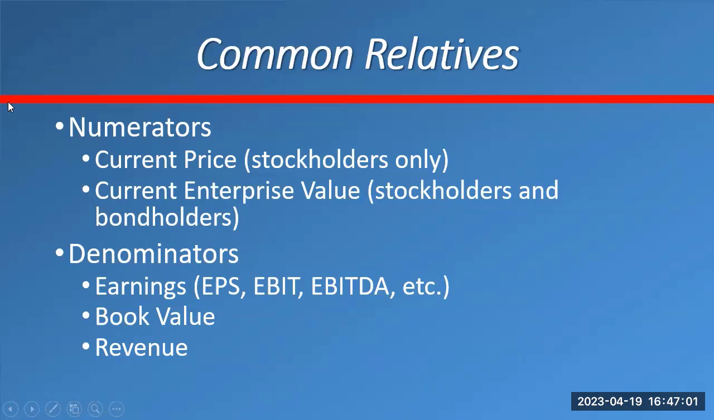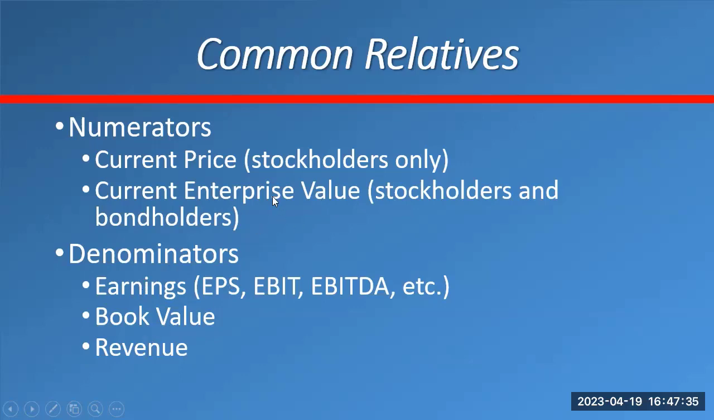All right, so for your numerators, you have two choices: current stock price or market cap, that's only stockholders, or current enterprise value, which is both stockholders and the bondholders. Your denominators are earnings-based, book value-based, and revenue-based. The earnings-based are earnings per share, so you have price to earnings per share. EBIT and EBITDA, you use enterprise value for those. You have book value, you do price to book value, and you have revenue. You do enterprise value to revenue.